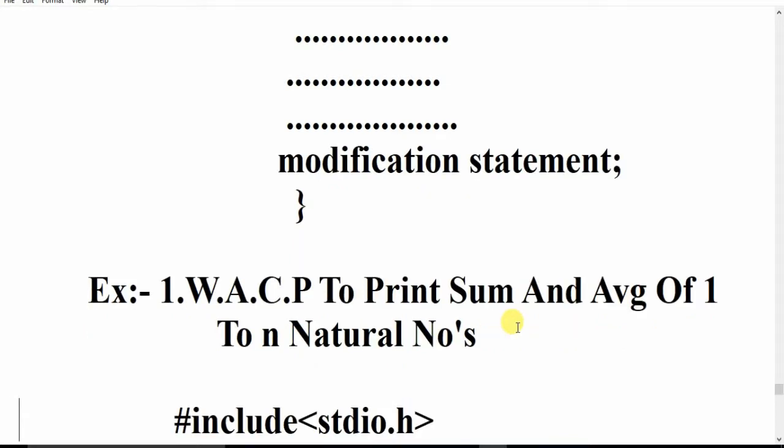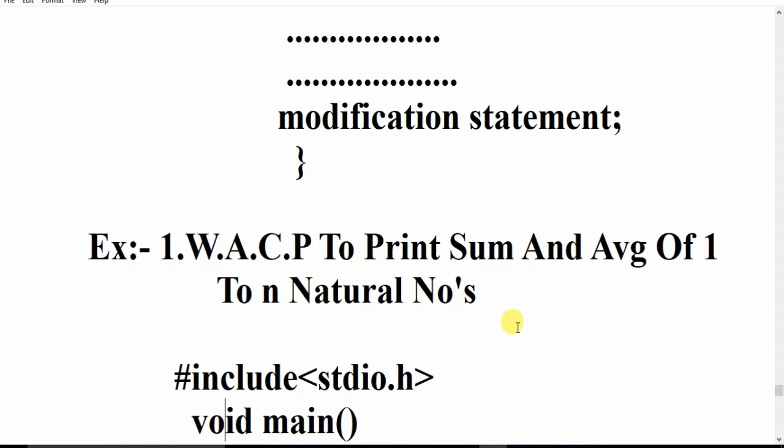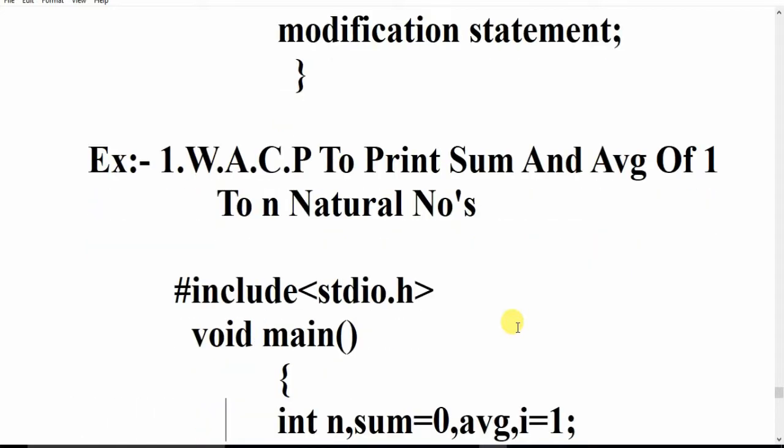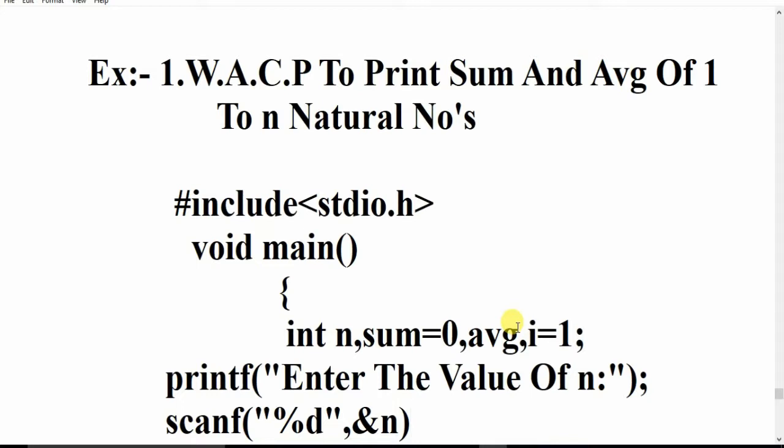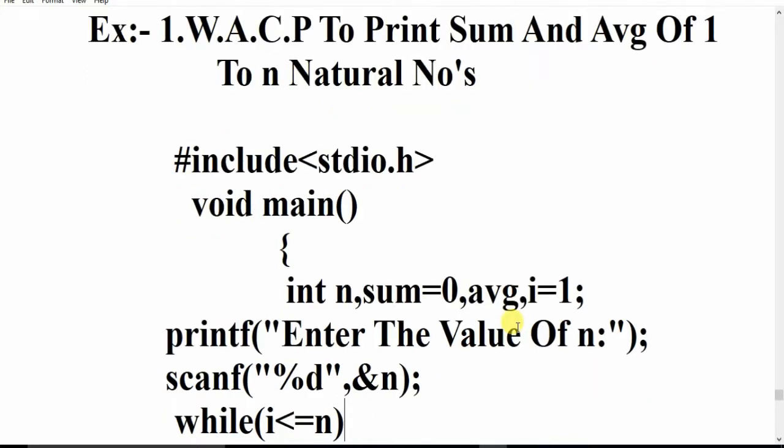Now let's come to our program. What are our variable requirements in this program? Input is a number, that is n, then sum equivalent to 0, average, then i equivalent to 1. Why are we considering 1 here? Because we require to calculate the sum of 1 to n natural numbers. Now the input: enter the value of n, scanf %ld the value of n.